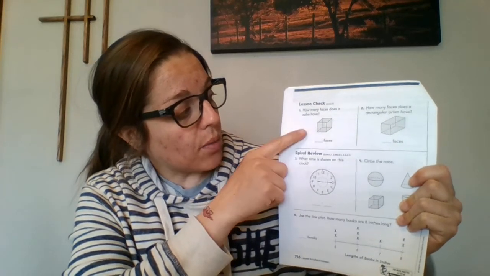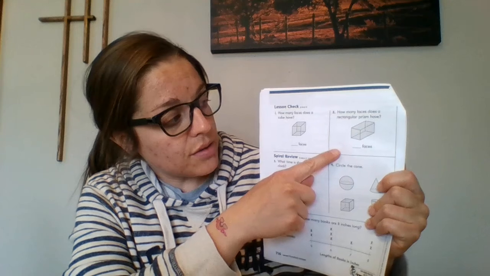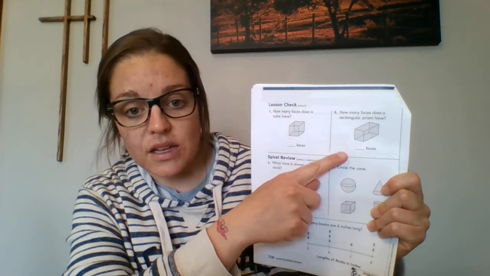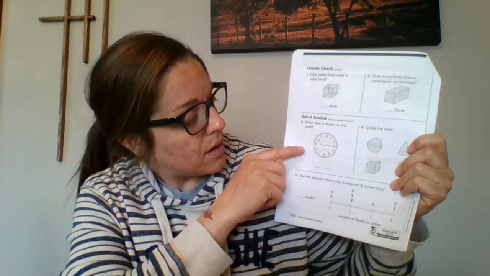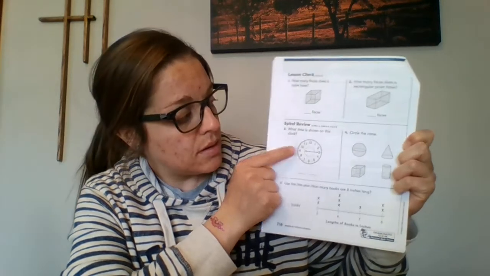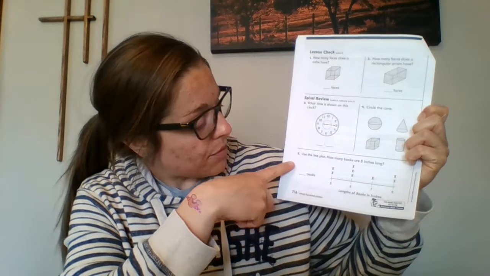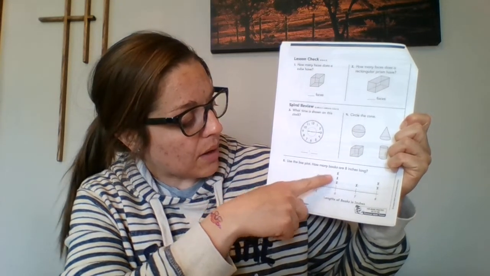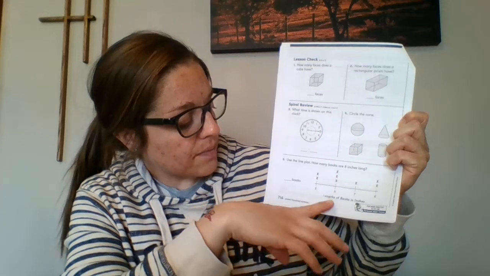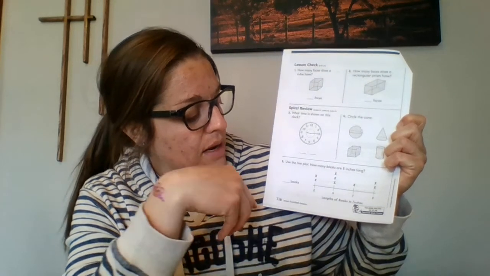All right, number 1, how many faces does a cube have? Number 2, how many faces does a rectangular prism have? Number 3, what time is shown on this clock? Number 4, circle the cone. And number 5, use the line plot, how many books are 8 inches long? So lengths of books in inches is down here. You figure out how many books were 8 inches long. And that is lesson 11.2.